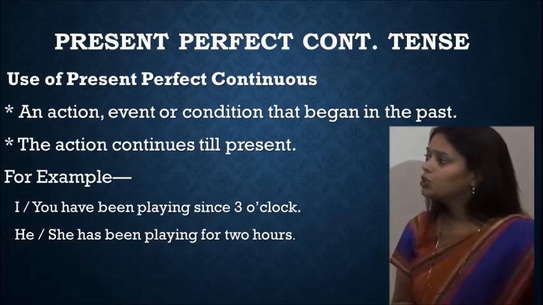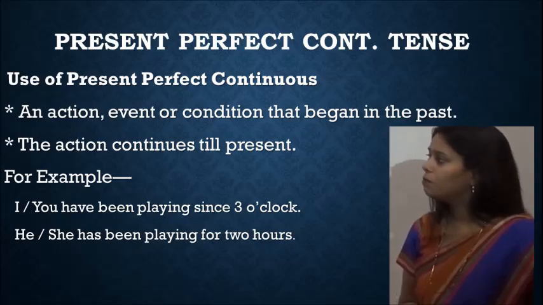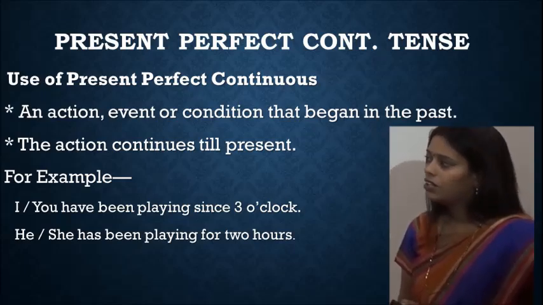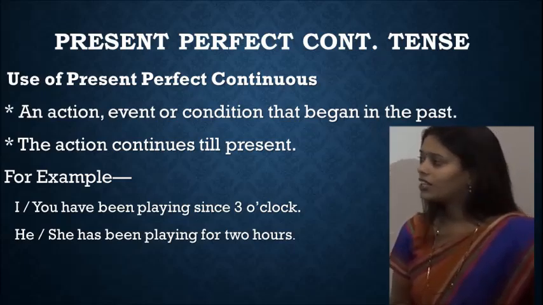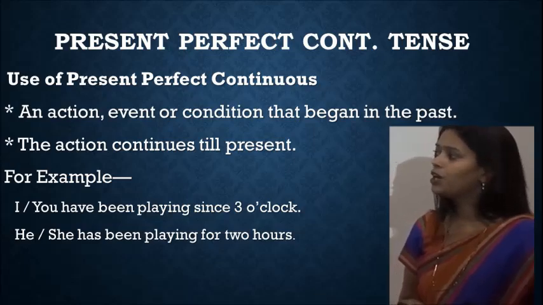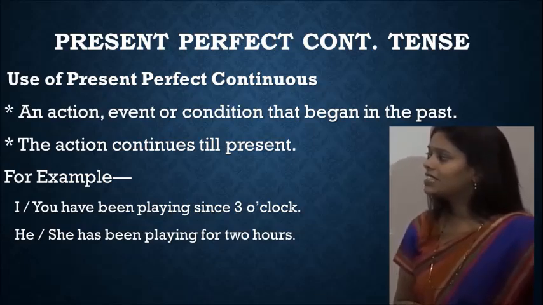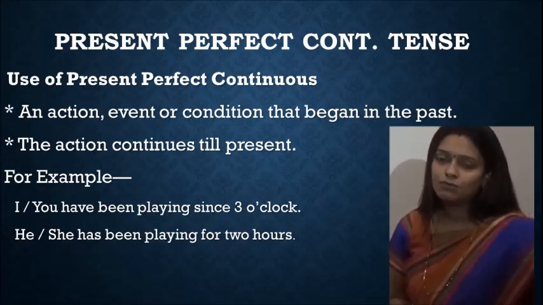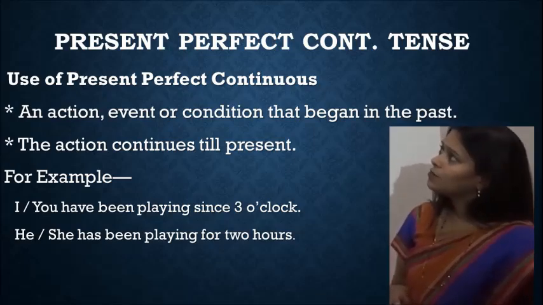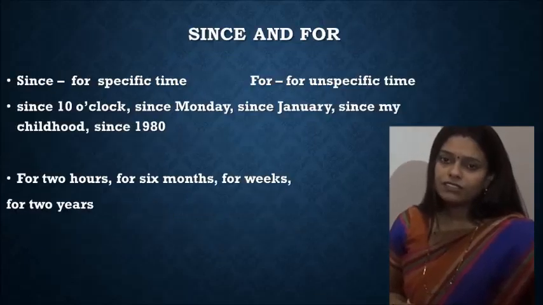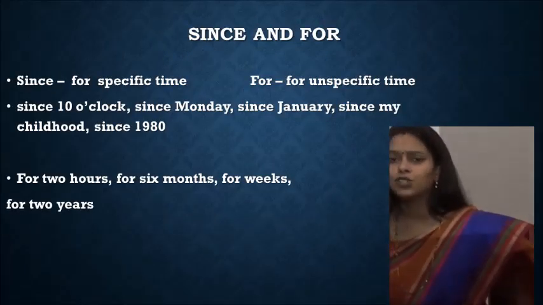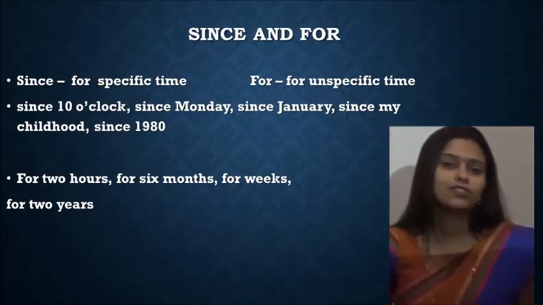Right? So, I and you have been playing since 3 o'clock. Or he, she has been playing for 2 hours. So again, these are the examples of since and for. They are used to specify the time reference. Now, the use of since and for. Most of the students get confused about where to use since and where to use for.